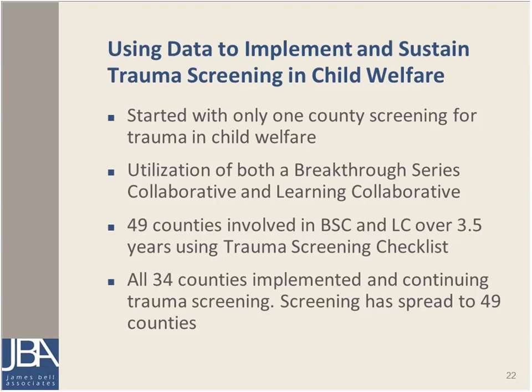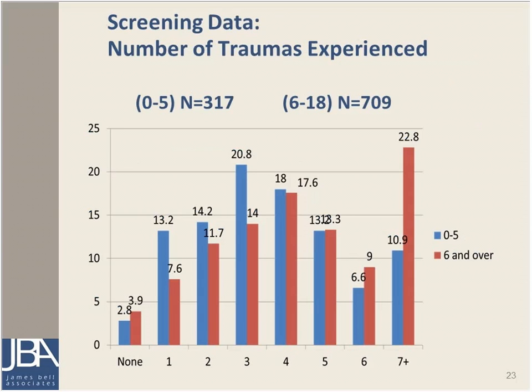If you go to the next slide, a bar chart is displayed, labeling screening data, number of traumas experienced. The sample sizes for the two age groups studied are indicated above the chart: 317 children ages 0 to 5 and 709 children ages 6 to 18. The first bar represents children in the 0 to 5 age group, and the second bar represents children in the 6 to 18 age group. The x-axis indicates the number of traumas experienced by a child, with values of none through 7 or more. The y-axis is labeled in increments of 5, from 0 to 25%, and indicates the percentage of children within each age group that experience trauma.